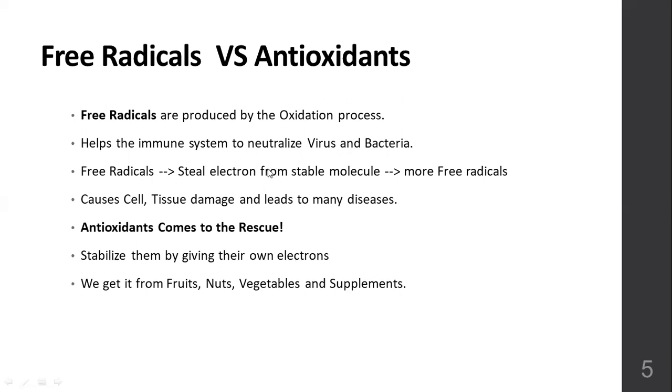Okay, it will try to steal an electron from any stable molecule within your body, and that stable molecule will become unstable. So one free radical will generate a chain of many free radicals. And these all will cause cell damage, tissue damage, and lead to a lot of inflammatory diseases, and the aging process. So antioxidants come to the rescue. They will stabilize the free radicals by giving their own electron.